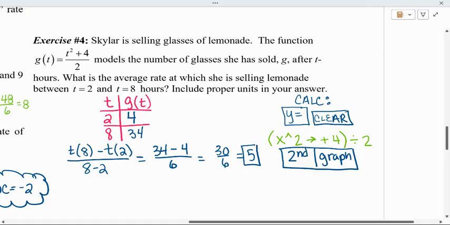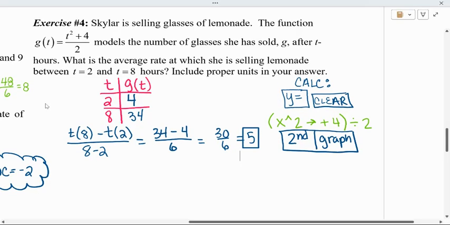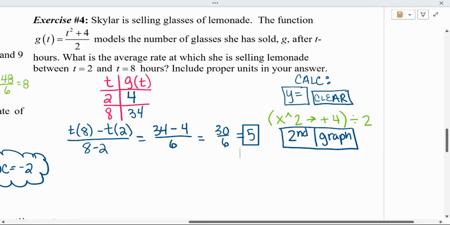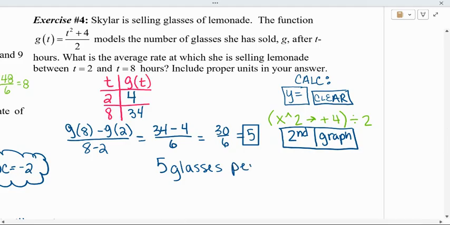So what does this mean in terms of the problem? Remember that this should actually say g of t. Remember that g of t, g stands for the number of glasses, t is your time. So how many glasses is she selling? She's selling 5 glasses per, what is my unit of time? Hour. 5 glasses of lemonade per hour.